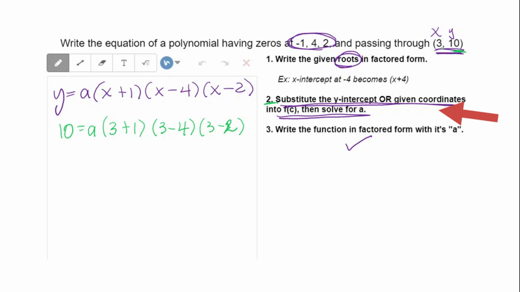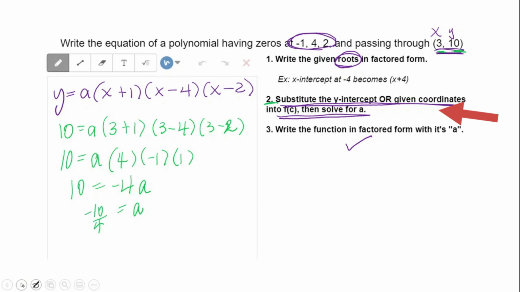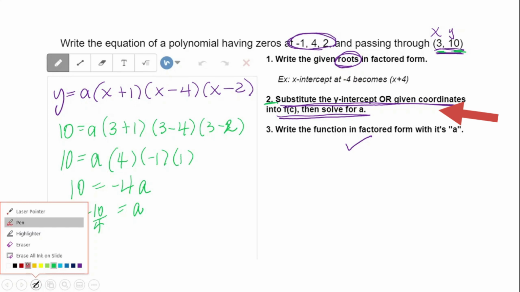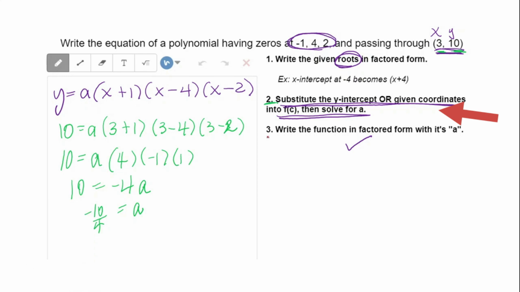And to simplify, we're going to simplify the parentheses first. So it'll be 10 equals a times 4 times -1 times 1. And then we divide at the end after we multiply. So a is equal to -10 over 4. And I wish I would have simplified this to -5 over 2. So we're going to pretend I did.